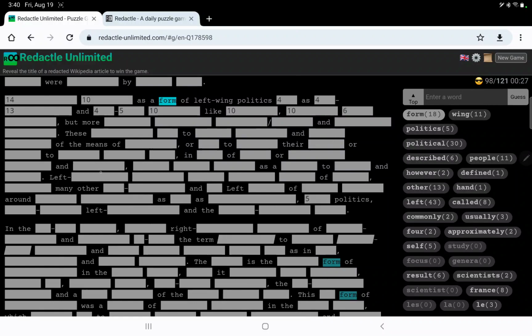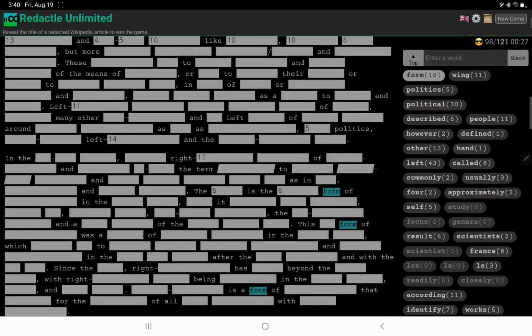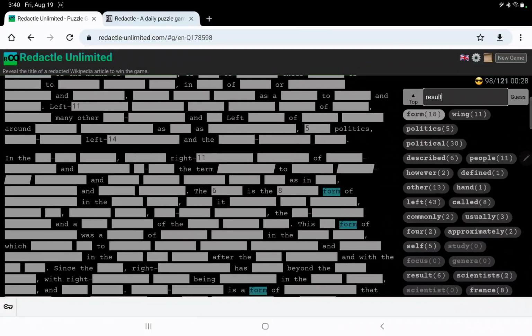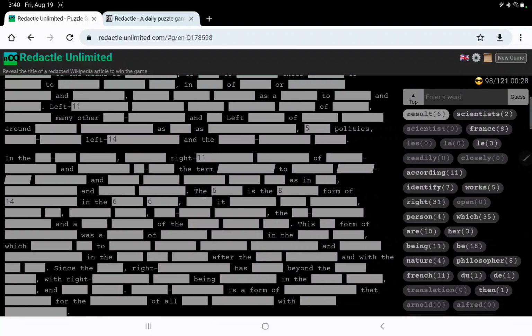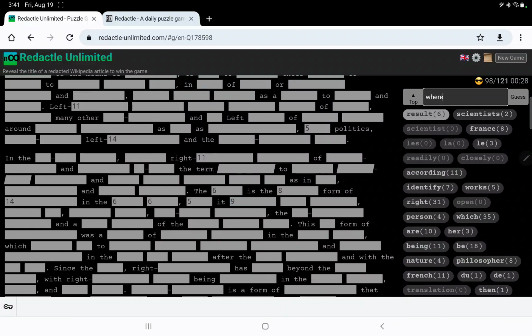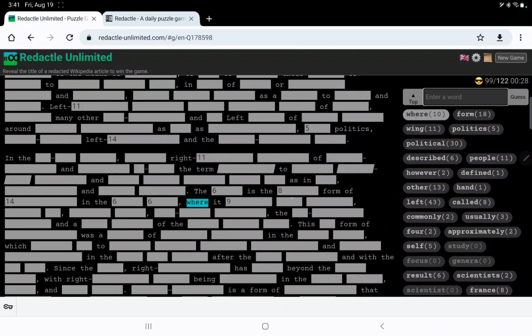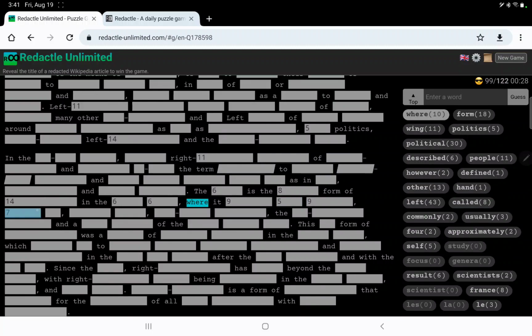Oh my goodness. I just don't know what these long words are that come after left and right. It's probably going to be very obvious when I hear it. The something is the blank form of 14 in the 6-6.